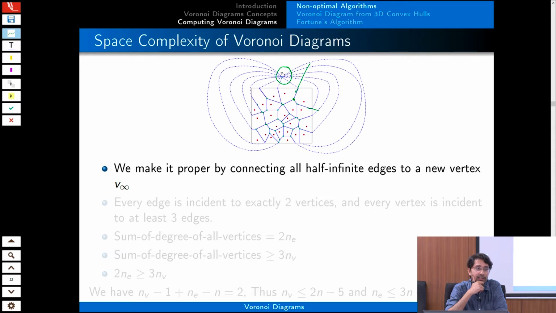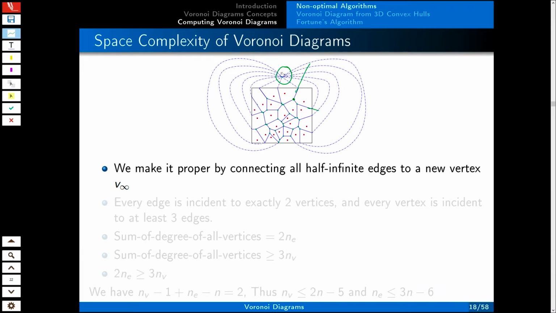What is the number of faces in this diagram? In any Voronoi diagram, what is the number of faces? N, right? The faces are the cells, Voronoi cells. How many cells are there? N. So, the number of regions, the number of faces, is order n.